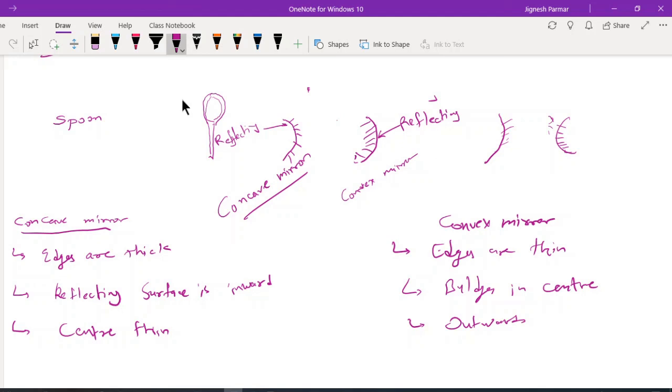Before going into what kind of image is formed by a spherical mirror, we need to understand certain terminologies which are very, very crucial and important. We will study them in the next session.